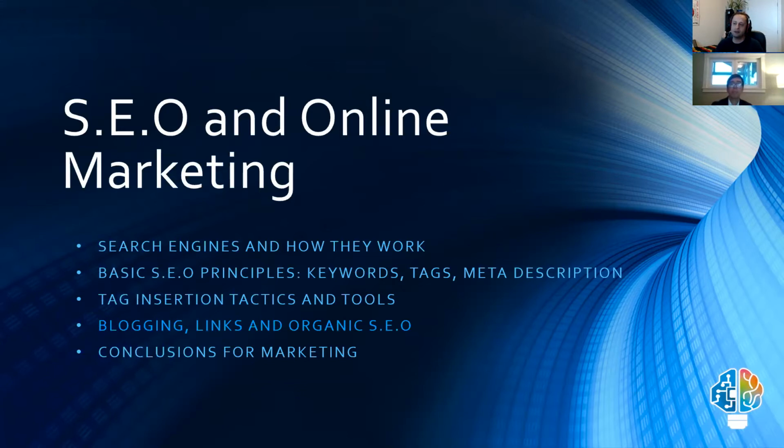Then we're going to talk about the basics of SEO. There are three basic principles, keywords, tags, and meta descriptions, that every person using the internet needs to know. Every person specifically who's putting content out there needs to know them in order to broadcast the content the way they want and gain the audience they are hoping for.